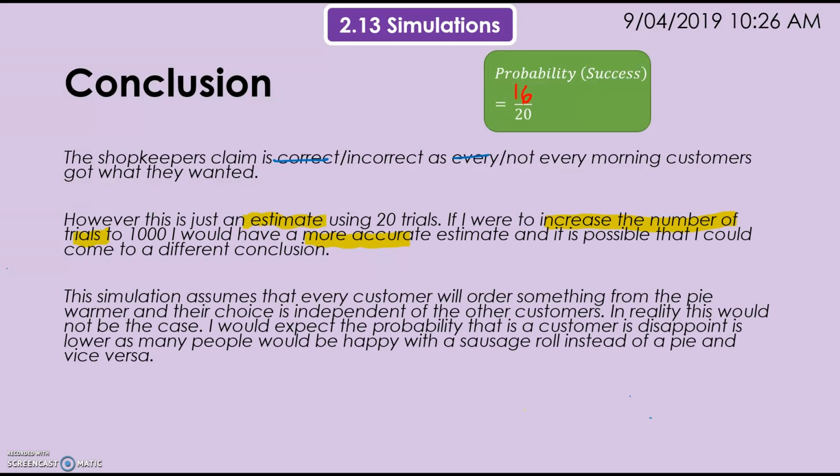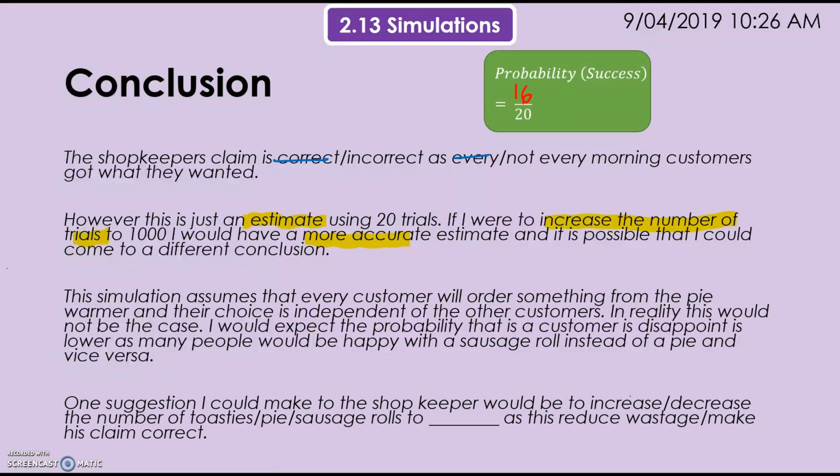This simulation assumes, so talking about our assumptions now, that every customer will order something from the pie warmer and that this choice is independent of other customers. In reality, this would not be the case. I would expect the probability that a customer is disappointed is lower, as many people would be happy with a sausage roll instead of a pie. So even though they would go to something, they could substitute it quite easily. That's the difference between the simulation and the real world, and that's really what the assumption is about.